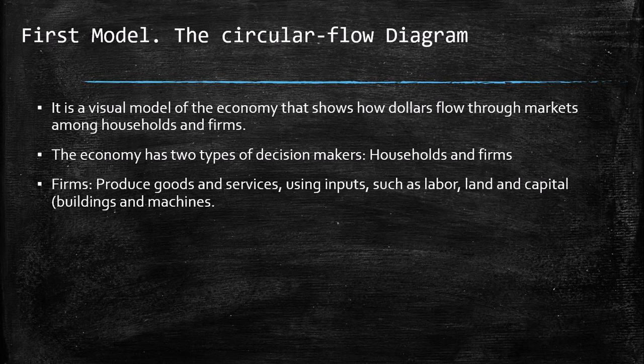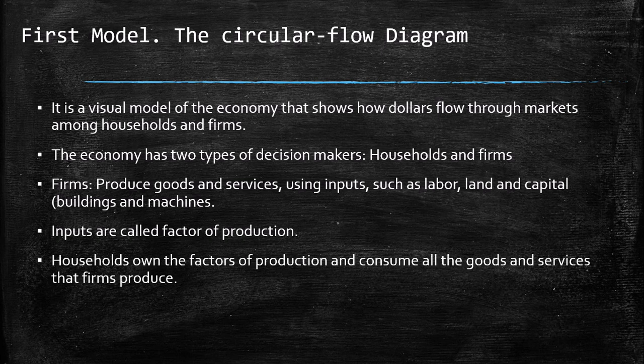On the one side we have the firms. They produce goods and services, but in order to produce them, they need inputs. What are the inputs? They need labor, land, and capital. What is capital? We can associate it with buildings and machines. These inputs are called factors of production. Labor, land, and capital are factors of production that come to the firm, and the output is a service or a good.